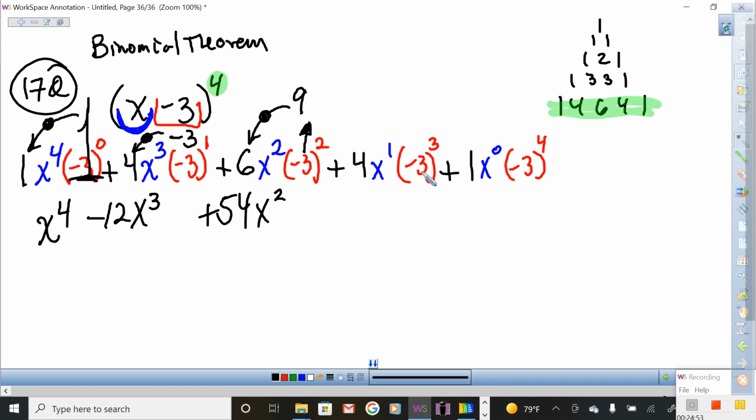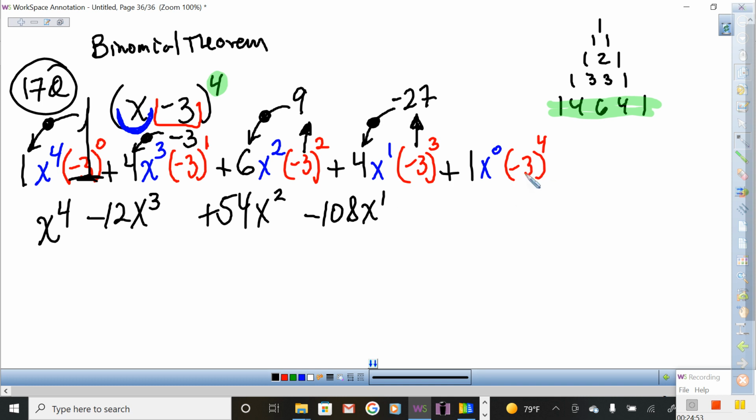Next, what is -3 to the 3rd power? Tell your neighbor, -3 to the 3rd power. All right, Miguel, -3 to the 3rd power. -27, that is correct. Then we multiply that times 4, that gives me -108. Bring down the x to the 1st.